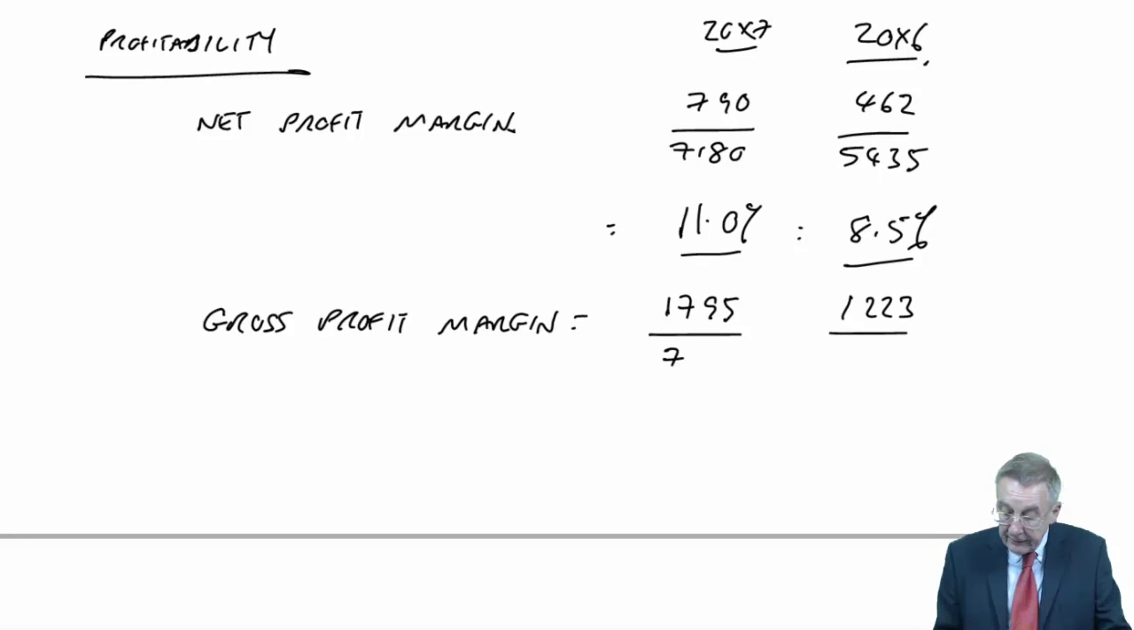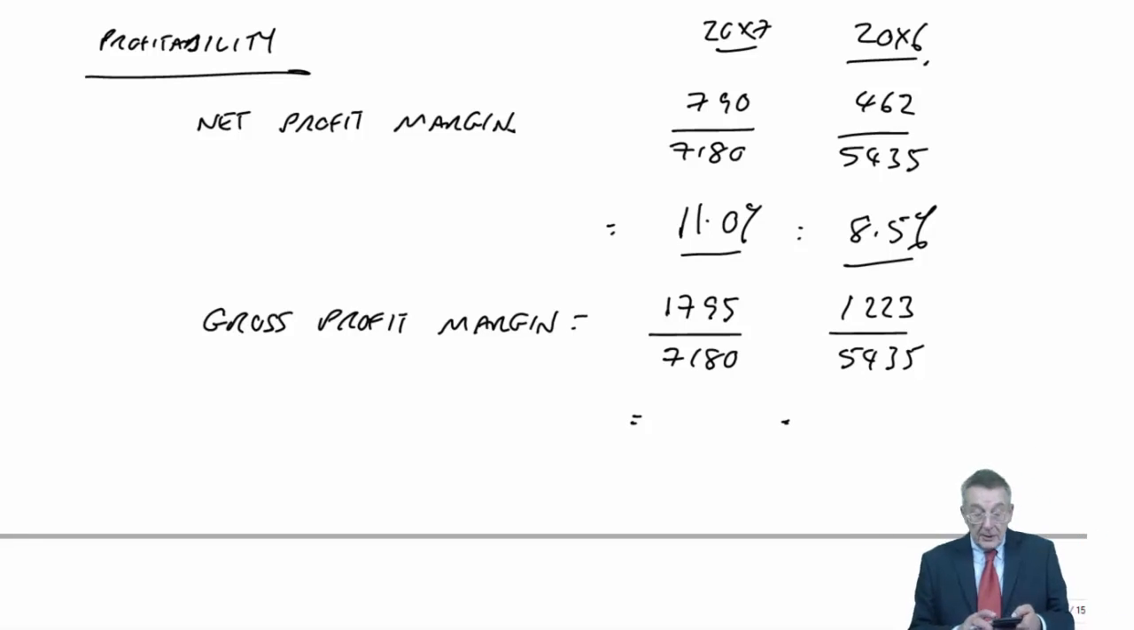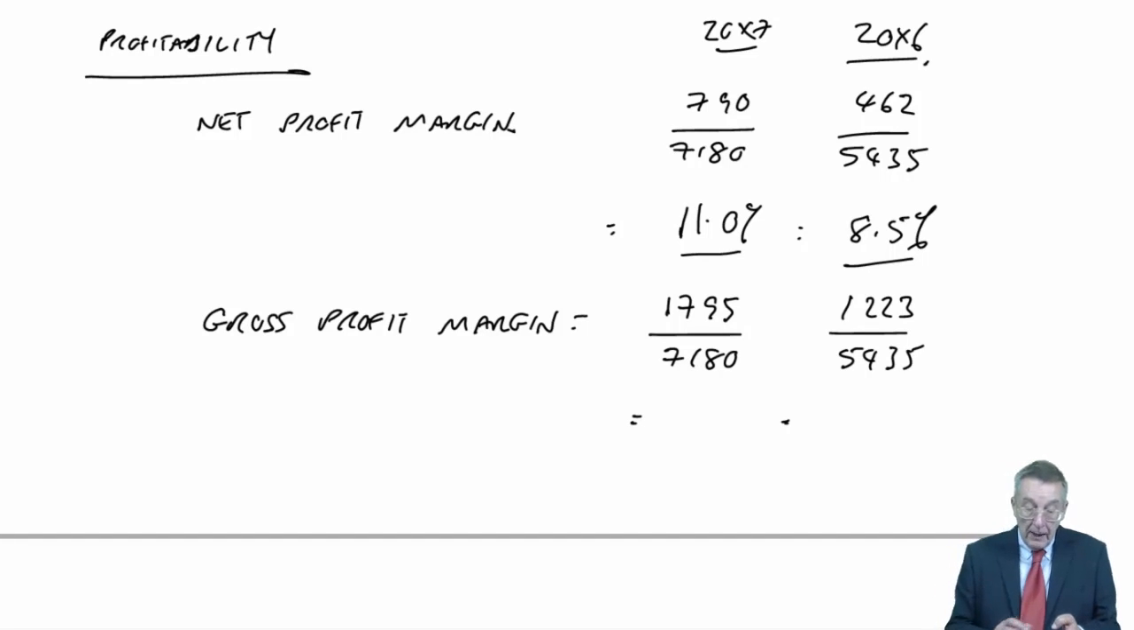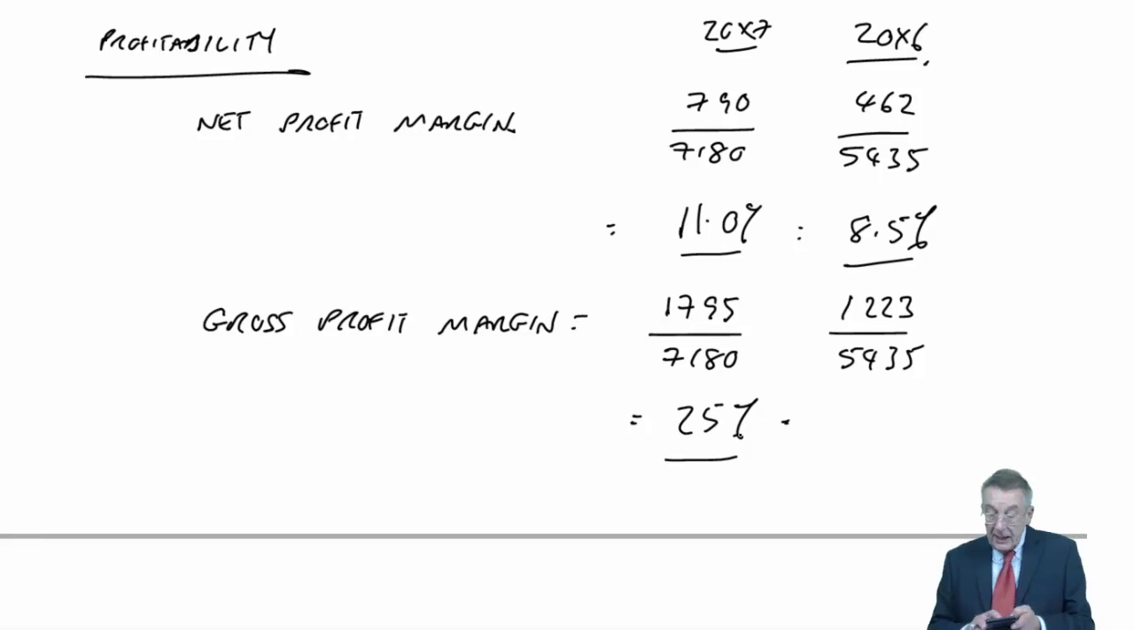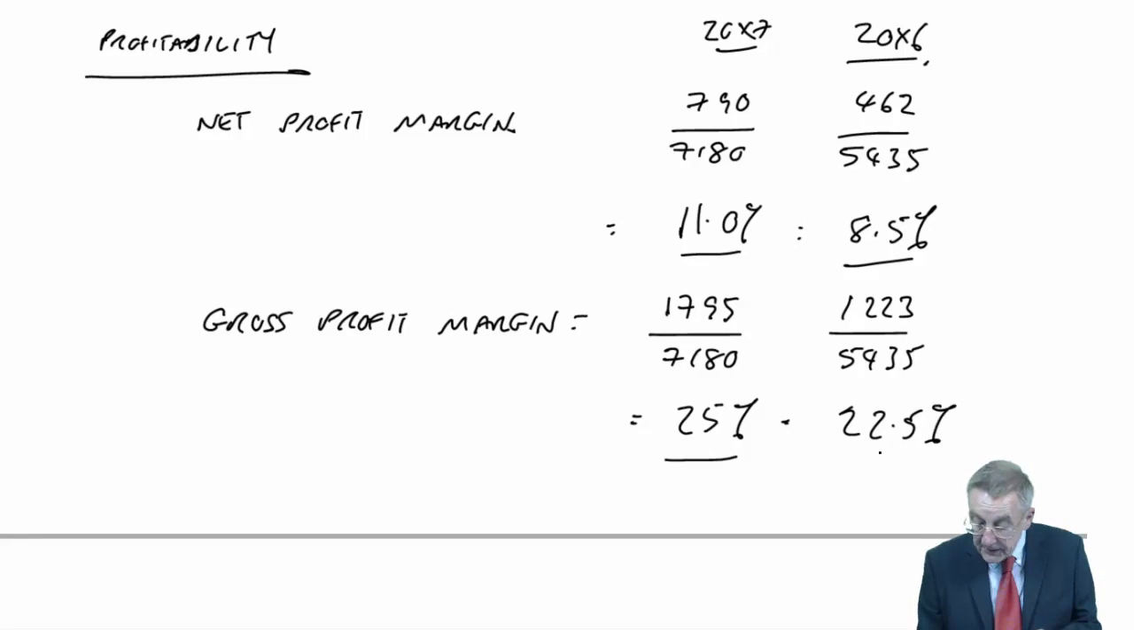Again, as a percent of the revenue. So in both cases, these are obviously going to be higher than the net profit margin. What are they? 25% in X7. Last year, 22.5%. So again, things look good there.